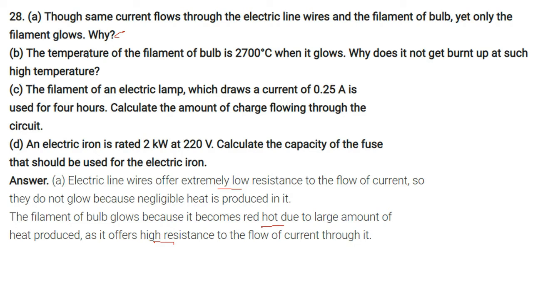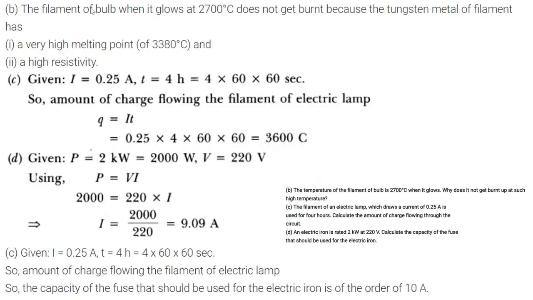Now the next B part is, the temperature of the filament of a bulb is 2700 degrees centigrade when it glows. Why does it not get burned up at such high temperature? The answer is, the filament of a bulb when it glows at 2700 degrees centigrade does not get burned because the tungsten metal of the filament has a very high melting point, around 3380 degrees centigrade, and it has very high resistivity.